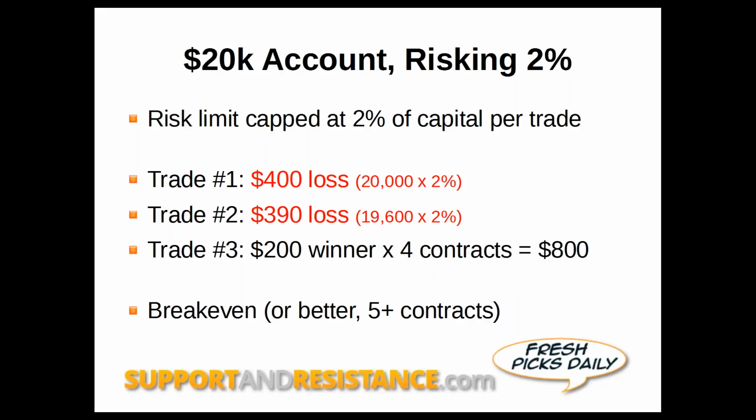We have $19,600 left after our $400 loss. 2% of that is $390. Trade number 3 is our $200 winner, but we're trading size, right? We're trading the same size across the board. So we've got 4 contracts in play. We've got an $800 profit. So after 3 trades, rather than being $850 in the hole, we're essentially at break even. And if we traded 5 contracts or 6 or more, we would actually be in a profitable position.